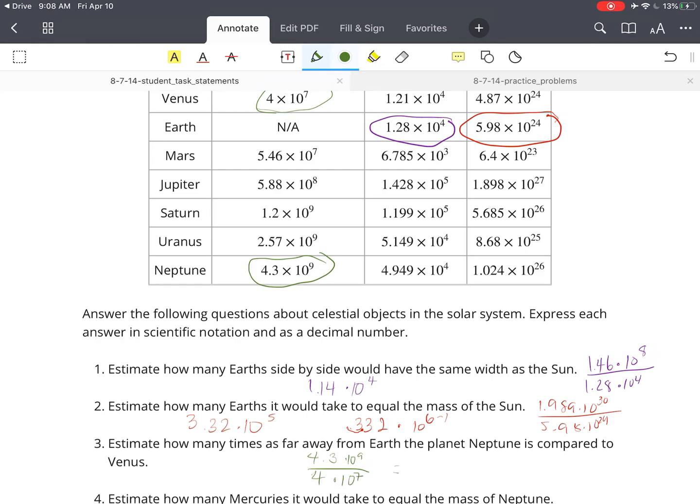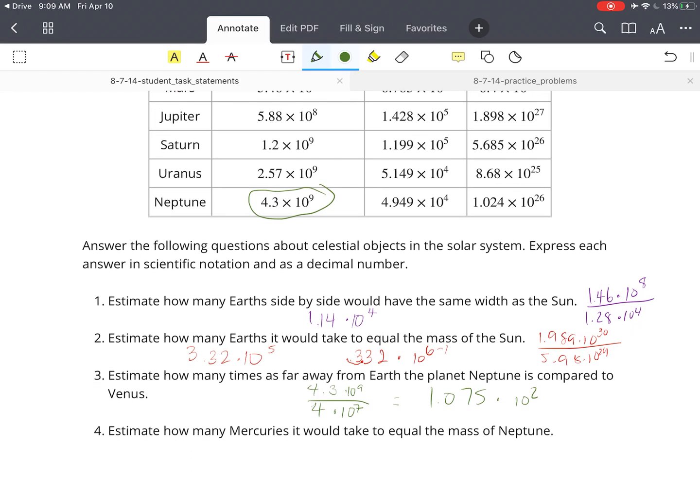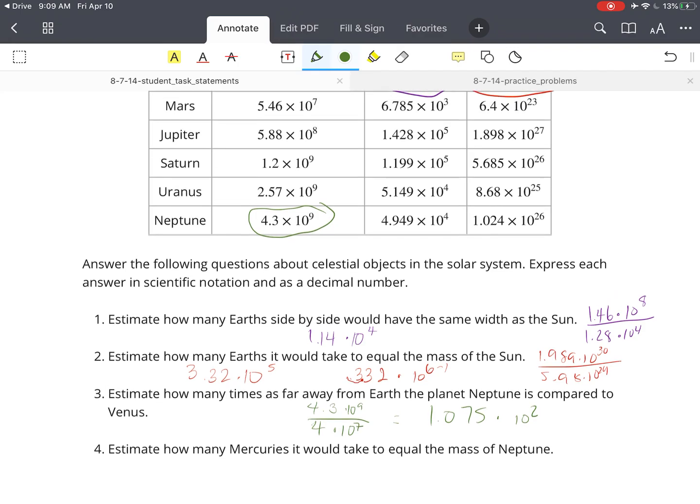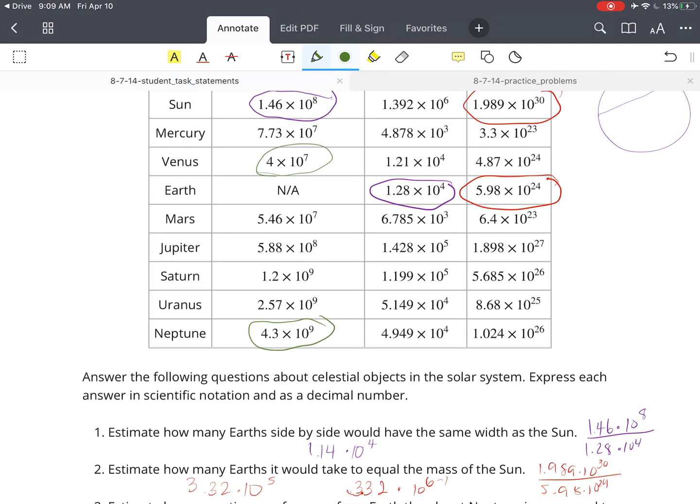So 10 to the 9th over 10 to the 7th is 10 squared. And then 4.3 divided by 4 is equal to 1.075. 1.075 times 10 squared. That's how many times farther away. And then how many more Mercuries would it take to equal the mass of Neptune? So we're going to look at the mass of Neptune. Let me use blue. We're looking at the mass of Neptune. And we're going to look at the mass of Mercury.